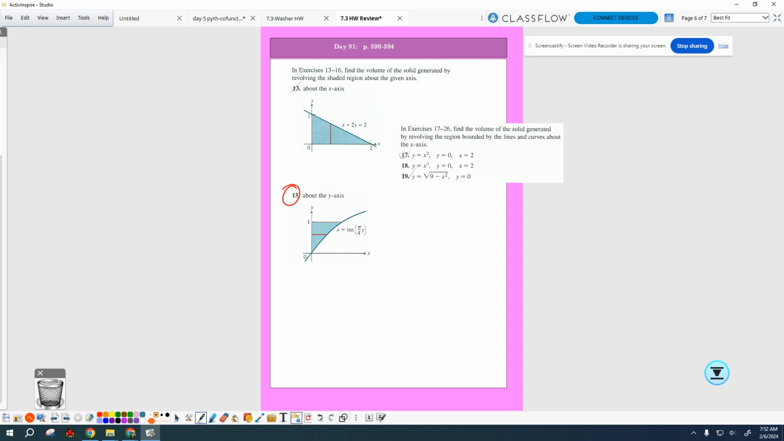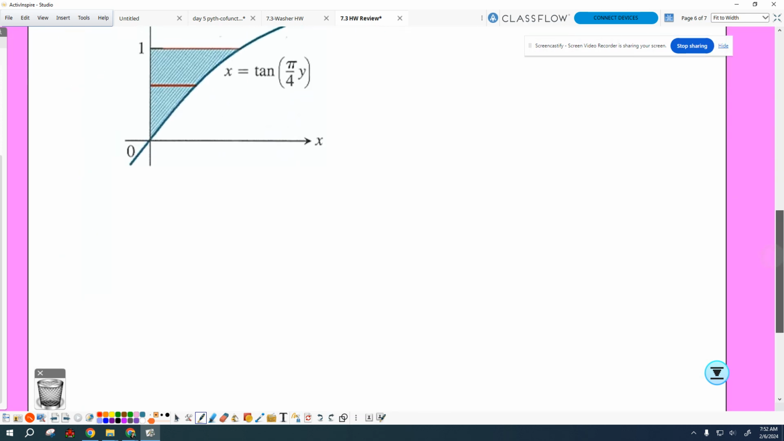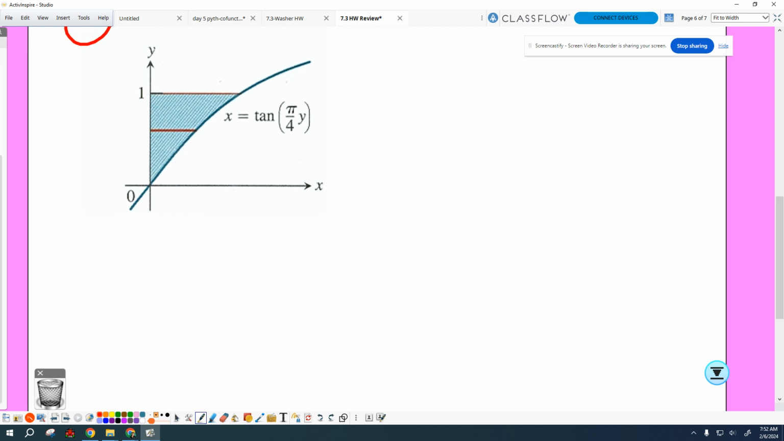Number 15 on the sheet you were given, I believe it said that calculator question. You looked at the answer in the back of the book. Clearly, it can be done by hand because it was a nice answer. So Jasper, dx slices or dy slices? Dy slices.